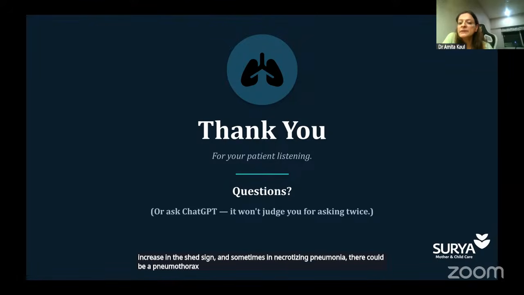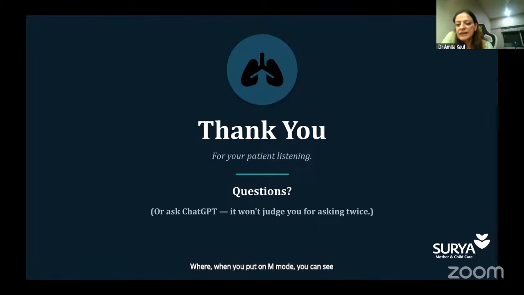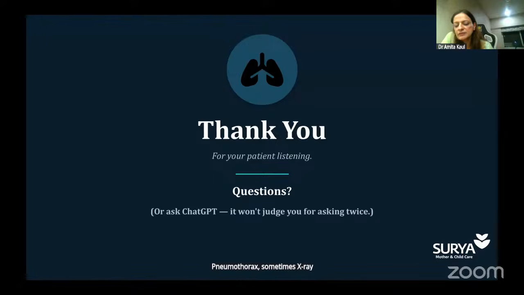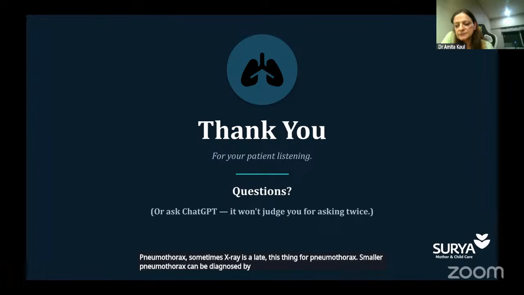Sometimes in necrotizing pneumonia there could be a pneumothorax, which may come a little later, where you can see the lung point. When you put on M mode, you can see the barcode sign is present for pneumothorax. The point where the barcode sign and your normal stratosphere sign meet is where you have a small pneumothorax, so it's pathognomonic of a pneumothorax. Sometimes X-ray is late for pneumothorax. Smaller pneumothorax can be diagnosed by doing focused ultrasound.